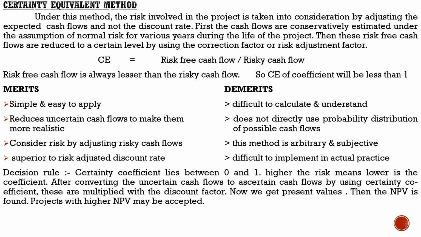That is the concept. So after converting the uncertain cash flows to certain cash flows by the certainty coefficient, these are multiplied with the discount factor. Discount factor, because we are taking decisions either on the basis of the NPV method or the IRR method. For NPV, you have to use the present value factor or a discount factor. That's mentioned here. Now you get present values. Then the NPV is found. The project with the highest NPV may be selected. We have done that part previously, so we are not going further into that.